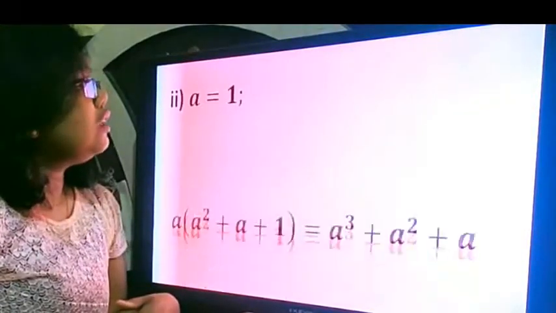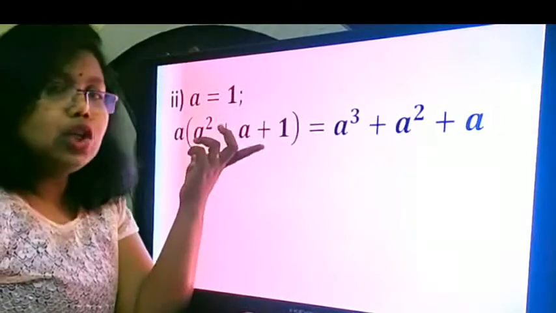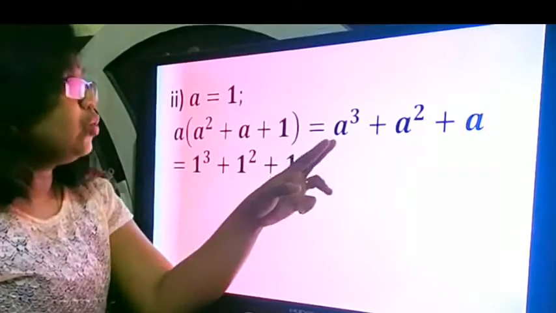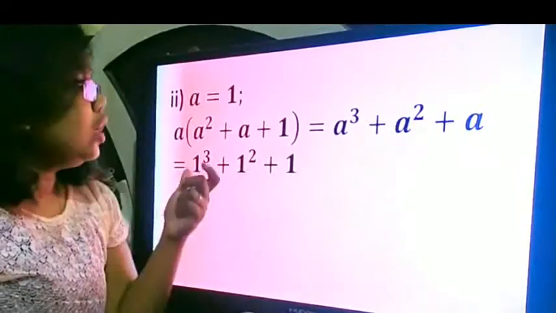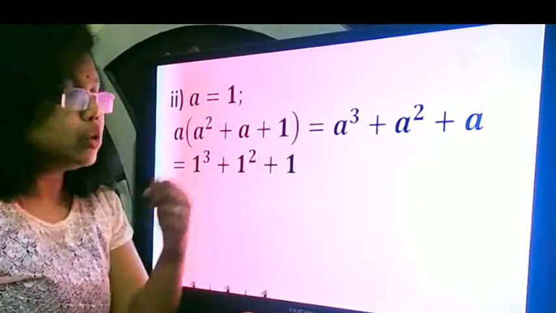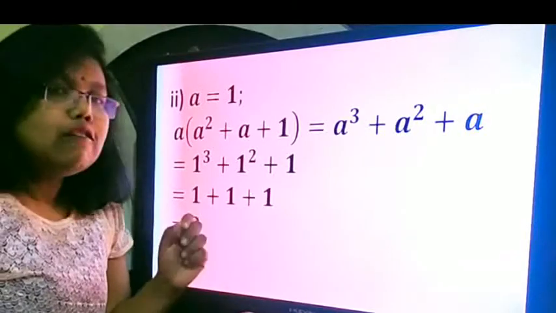Next one, a is equal to 1. Again the simplified expression is given here. So put in the values: 1 cubed plus 1 squared plus 1. So 1 cubed is 1, 1 squared is 1, and added to 1. So 1 plus 1 plus 1, you get 3 as your final answer.